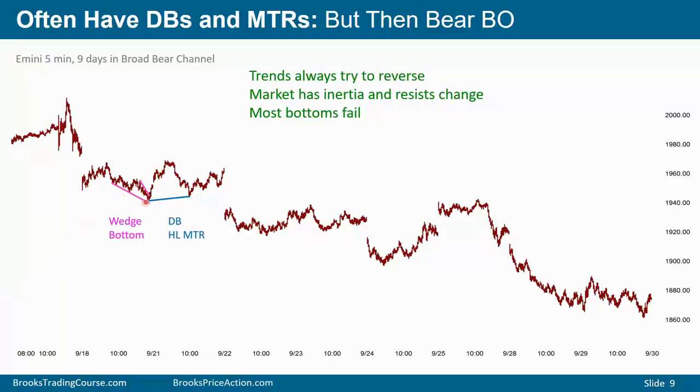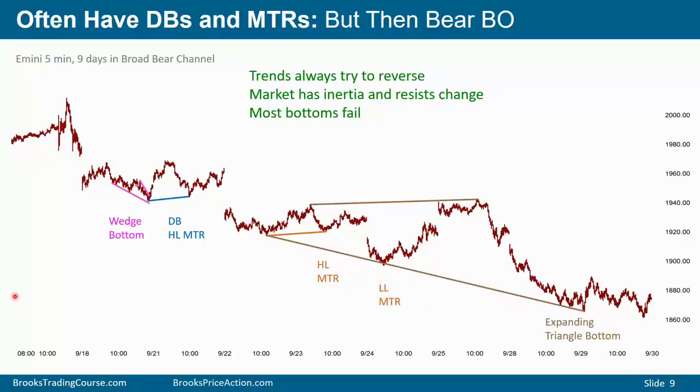The bulls see a wedge bottom, they see a double bottom, higher low major trend reversal, another higher low major trend reversal, lower low major trend reversal, an expanding triangle bottom, lots of little wedges and triangles. The bulls constantly are seeing reversals, but most reversal attempts fail. For example, this is a higher low major trend reversal. You can call it a double bottom, but when the channel is this tight, the first reversal up probably is minor and not going to go very far.